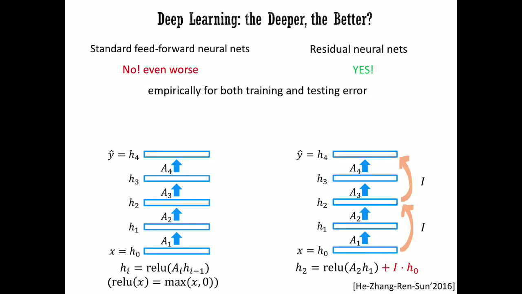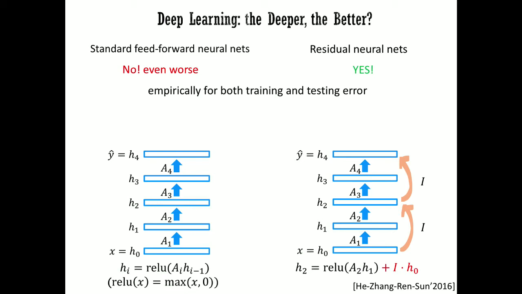On the other side, a residual net, which was proposed by He et al., is as follows. The only change is that we add these identity connections from layer 0 to layer 2, layer 2 to layer 4. Mathematically, the definition of H1 remains the same, and the definition of H2 becomes ReLU of A2 times H1 plus identity times H0. We do this for H4 as well: H4 is the original H4 plus identity times H2, and so on and so forth.